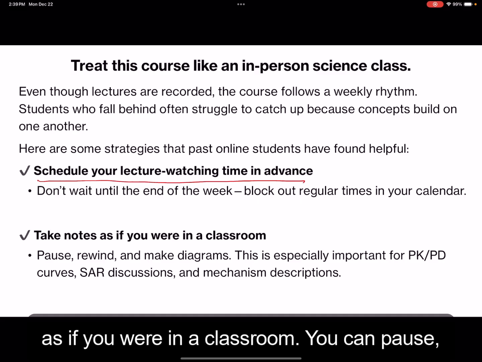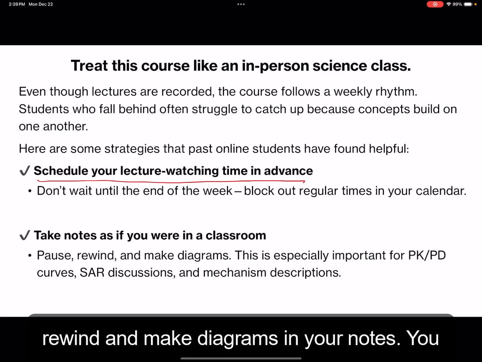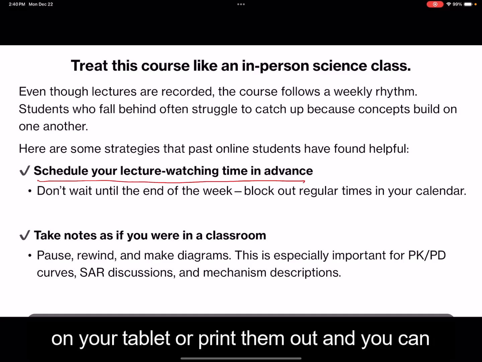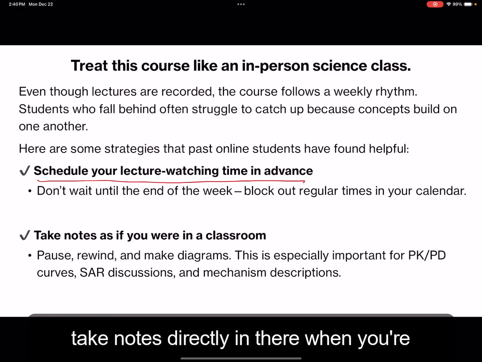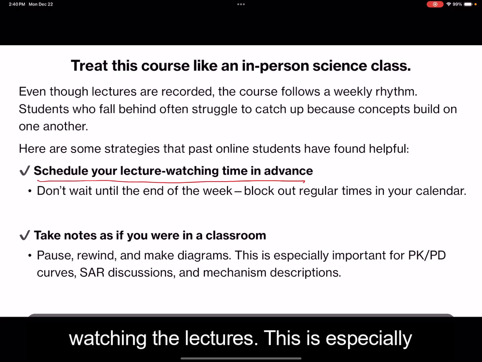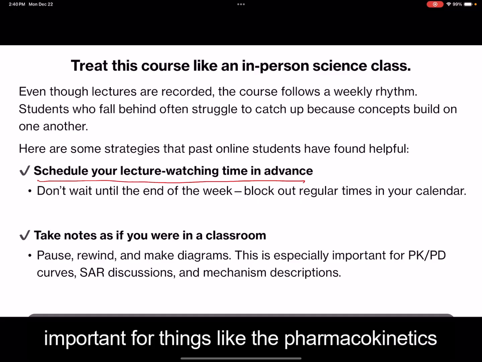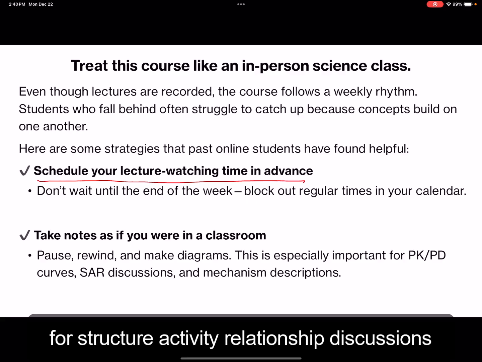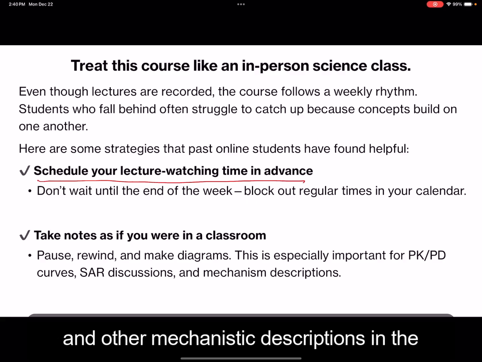Take notes as if you were in a classroom. You can pause, rewind, and make diagrams in your notes. You can download the lecture notes and put them on your tablet or print them out, and you can take notes directly in there when you're watching the lectures. This is especially important for things like the pharmacokinetics or dynamic curves that we might be looking at, for structure-activity relationship discussions, and other mechanistic descriptions in the class.